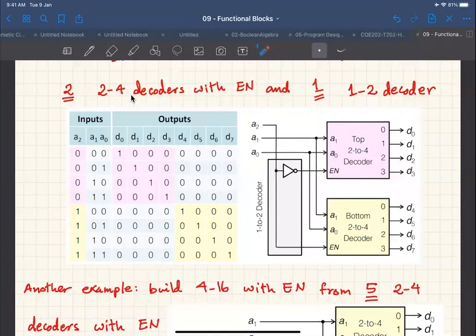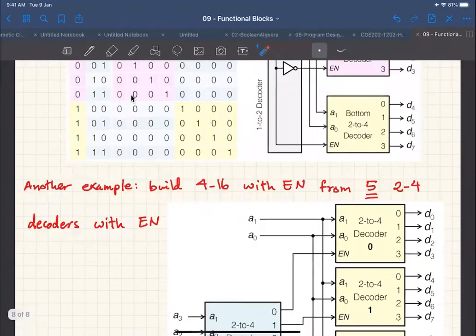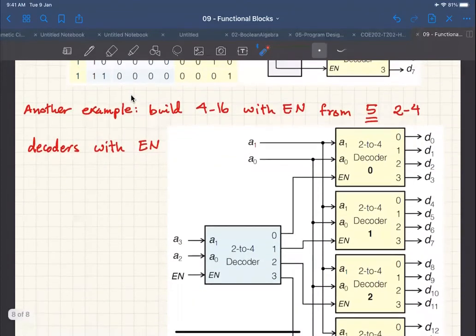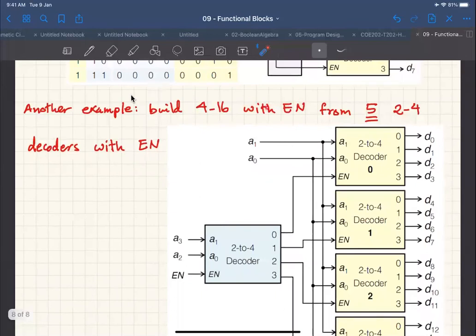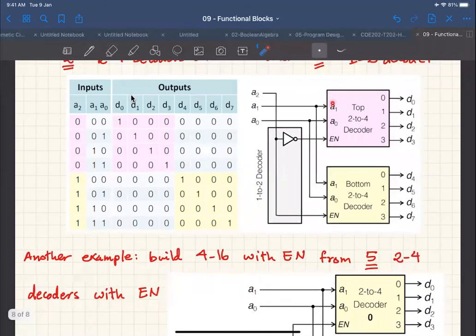Yes, I see now. So let's reinforce this information with another example: building a 4 to 16 decoder with enable, from 2 to 4 decoders with enable. The only difference here is that you are going to replicate this 4 times instead of just 2 times, because you need 16 outputs. And then instead of a 1 to 2 decoder to select one of the 2, you need a 2 to 4 decoder to select one of the 4.